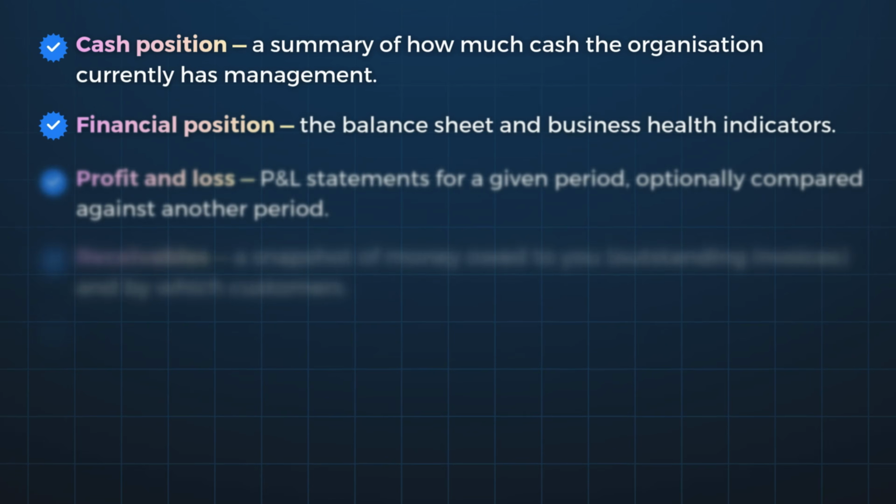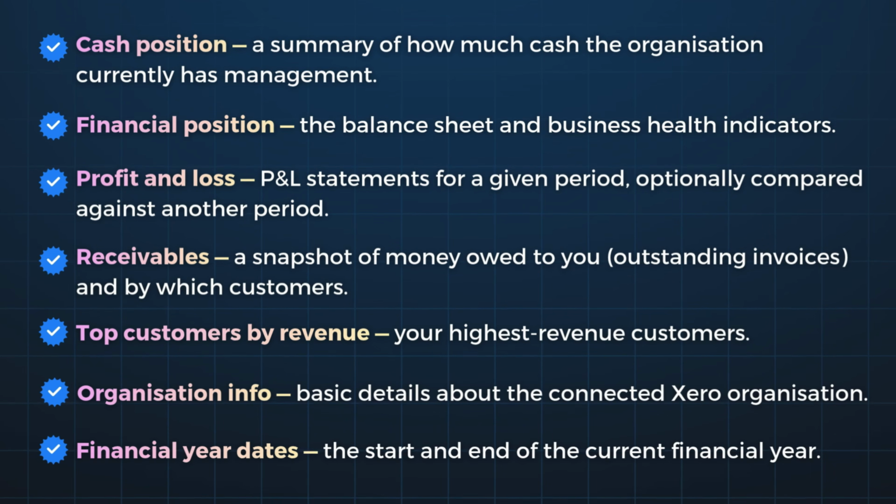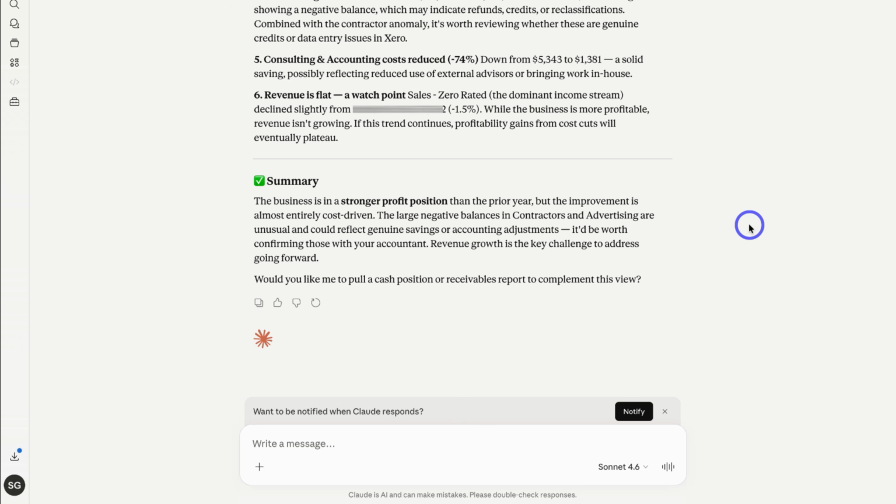Okay, so before we finish up, what are some other helpful things that you can do with the Claude and Xero connector? You can generate your profit and loss statement over a given period and compare this against a different period. You can understand your financial position with a balance sheet generation, as well as understand your cash position with a summary of your cash inside the organization. You can generate a receivables snapshot, how much you're owed in total, how overdue it is, plus your contacts. You can identify your top customers based on lifetime revenue, and many more other financial activities.